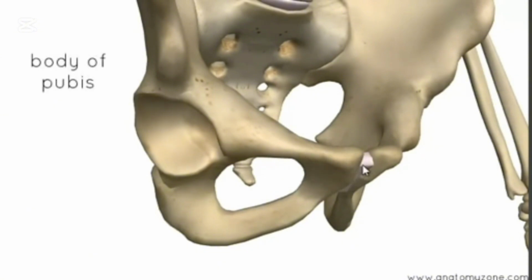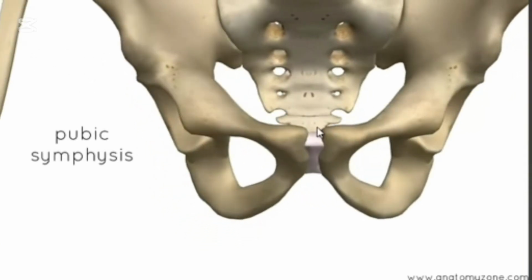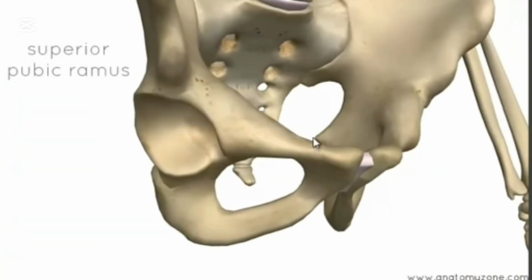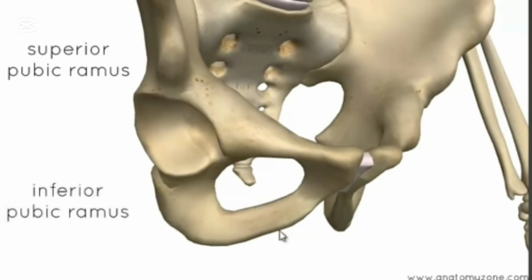Pubis have body of pubis, the central part of the pubic bone located near the pubic symphysis and where the left and right pubic bone meet. Pubic symphysis, the cartilaginous joint that connects the two pubic bones at the midline, allowing slight movement and providing stability to the pelvis. Superior ramus of pubis, the upper branch of the pubic bone that extends toward the acetabulum and contributes to forming part of it.